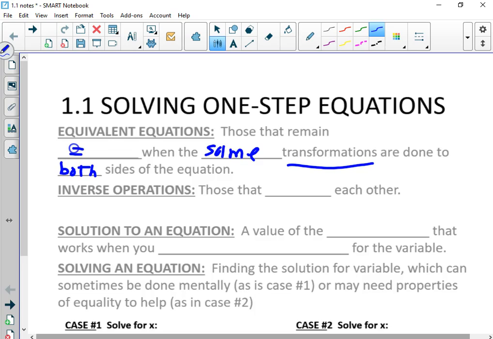Inverse operations are ones that undo each other. Okay, so the inverse undoes what you did. So if you add something, the inverse would be to subtract. If you multiply, the inverse would be to divide. You're just undoing what was done. Okay?